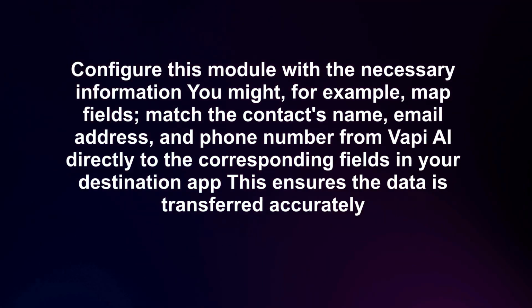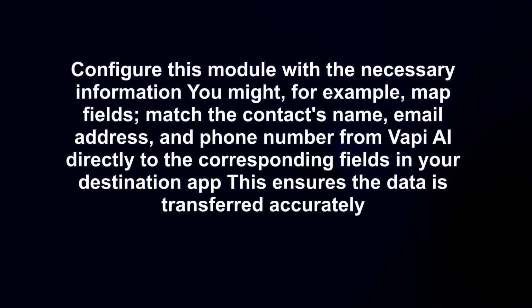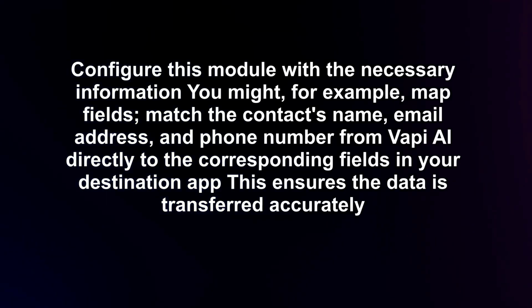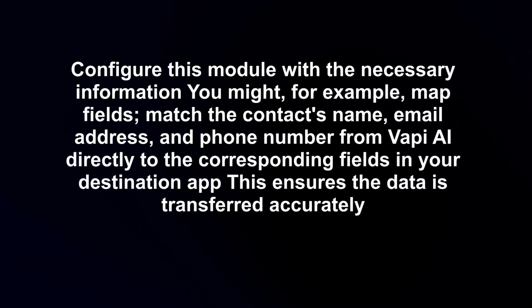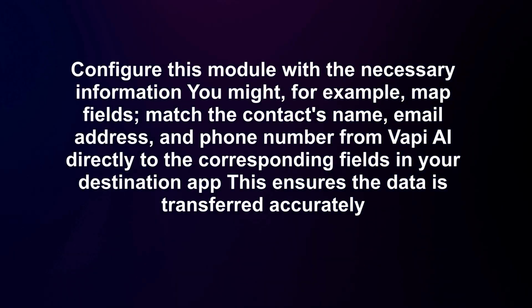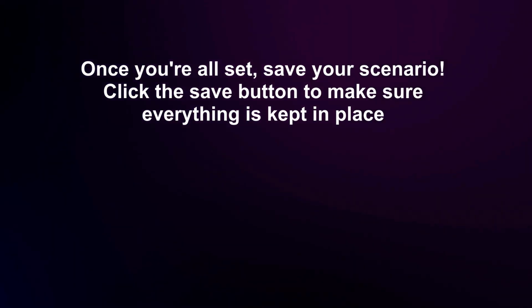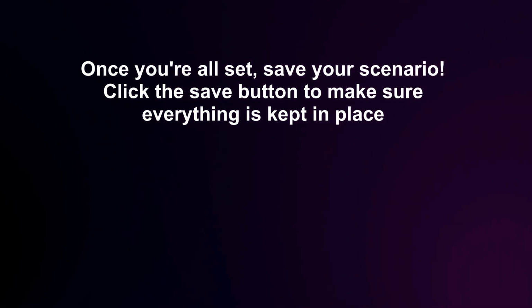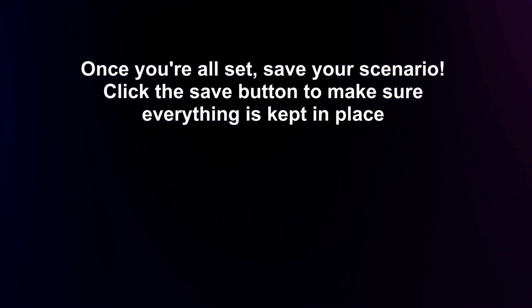You might, for example, map fields. Match the contact's name, email address, and phone number from Vapi AI directly to the corresponding fields in your destination app. This ensures the data is transferred accurately. Once you're all set, save your scenario. Click the Save button to make sure everything is kept in place.